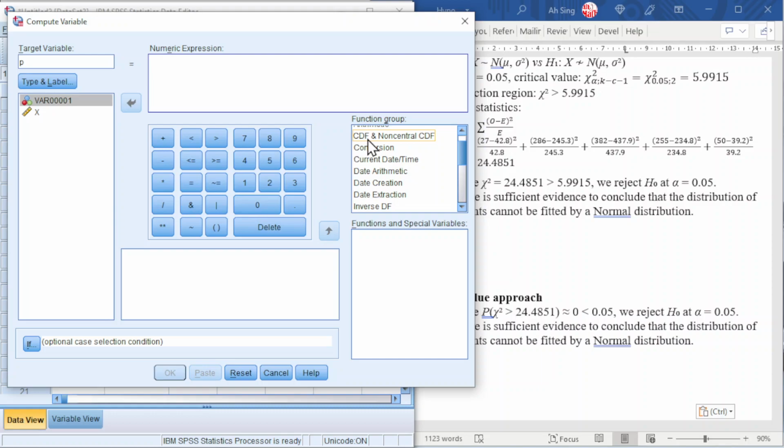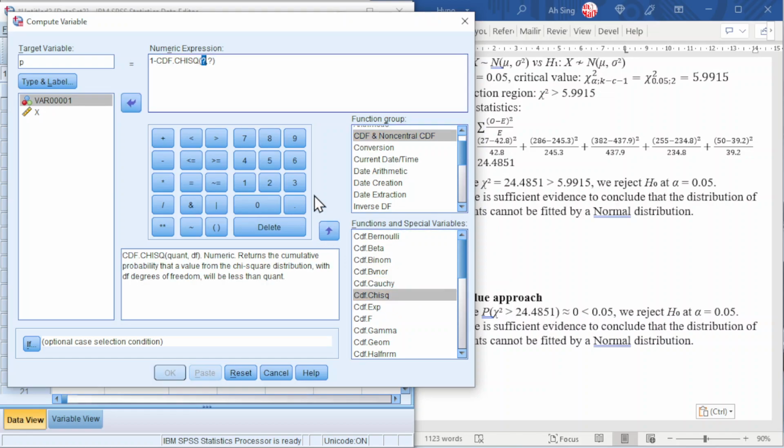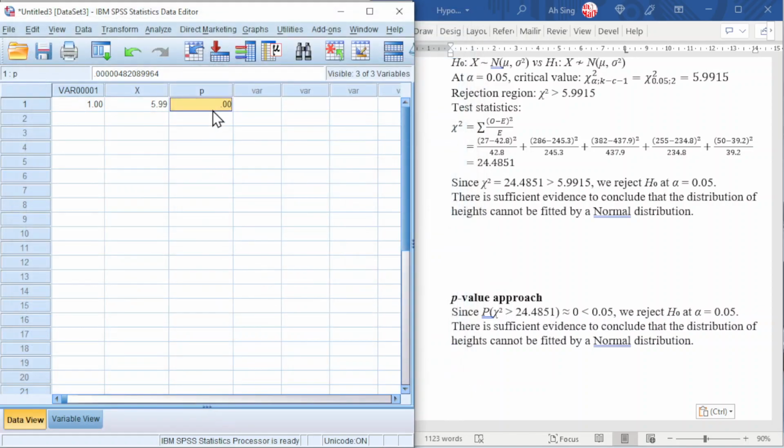Always bear in mind that what we need here is more than cumulative, but SPSS always takes less than cumulative. So we should take 1 minus less than to have more than. Choose the desired CDF, the chi-square distribution. First question mark is the test statistic, 24.4851, and the second question mark is the degree of freedom. For this case, it's equal to 2. Click on OK and we should obtain the p-value that we want, as we can see here.